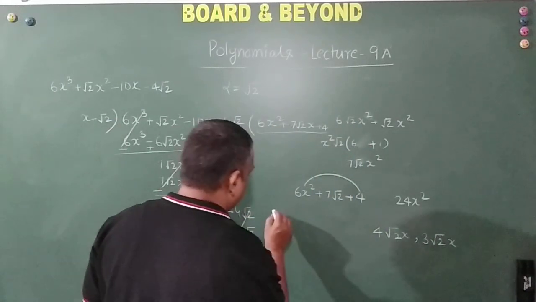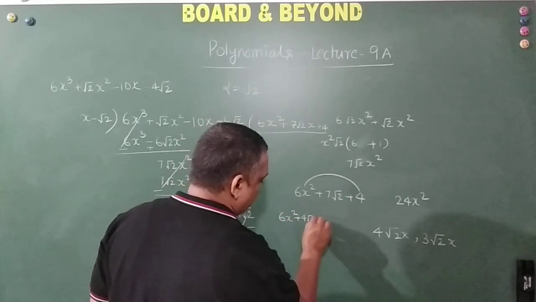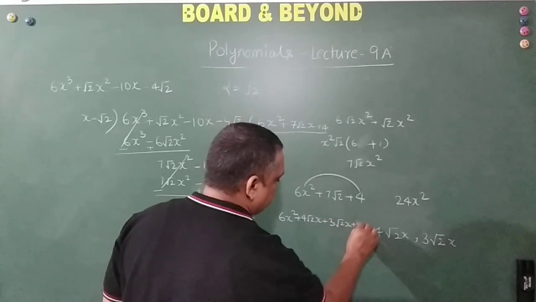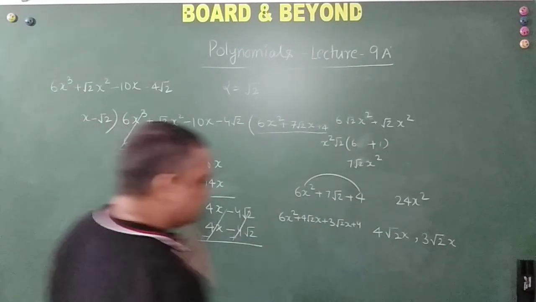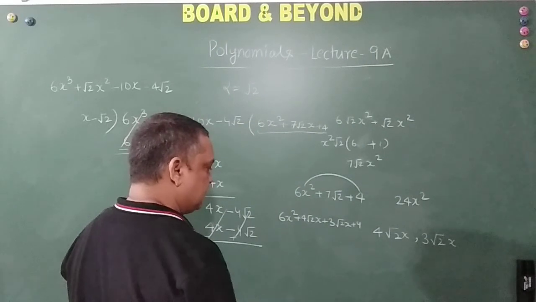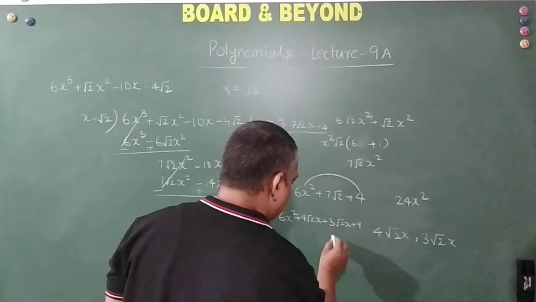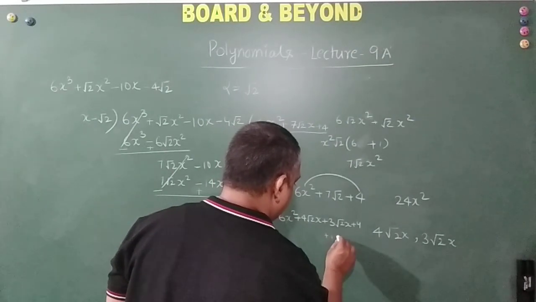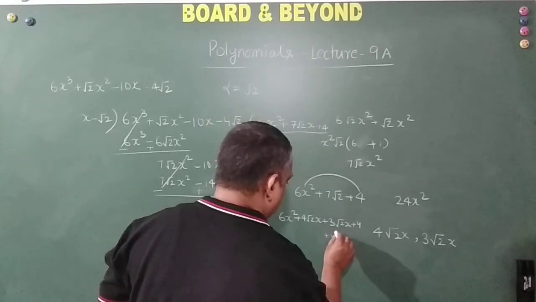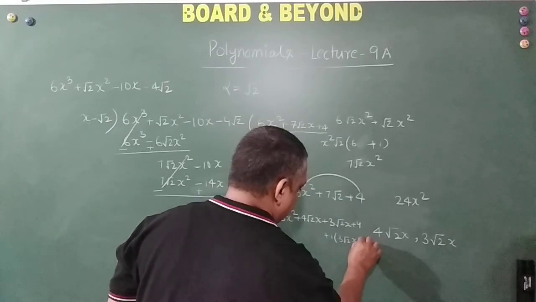Okay. So let's write it here. 6x square plus 4 root 2 x plus 3 root 2 x plus 4. Right? Okay. So see, can we take anything common out here, my friends? At the max I can take is, so let's take nothing common. Okay, here let it be 3 root 2 x plus 4. Let it be like this.